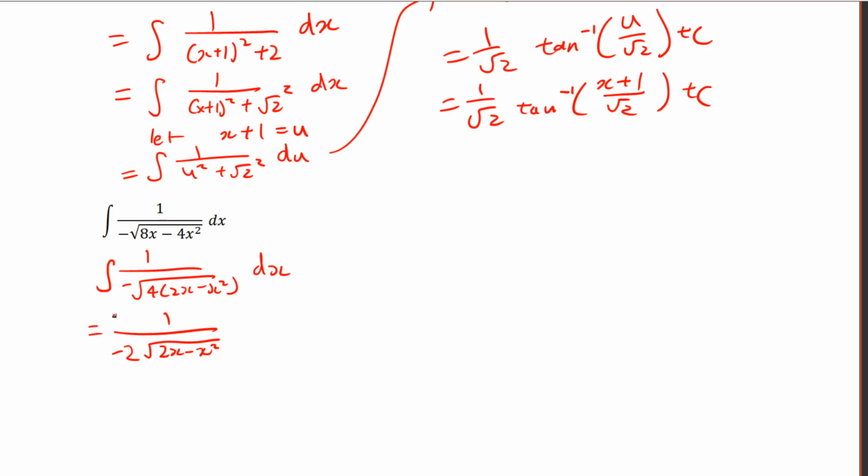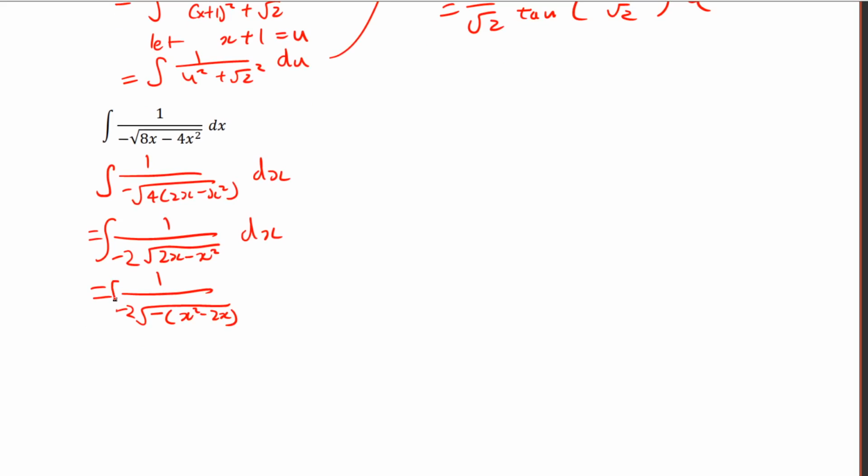Now I want to complete the square with this. So what I'm going to do is make it easier for me. Put a negative sign at the front. So negative x squared minus 2x. And maybe I'll do this to the side. Instead of writing out the integral sign of dx every time, I'm just going to focus on what's inside here. So I have negative x squared minus 2x.